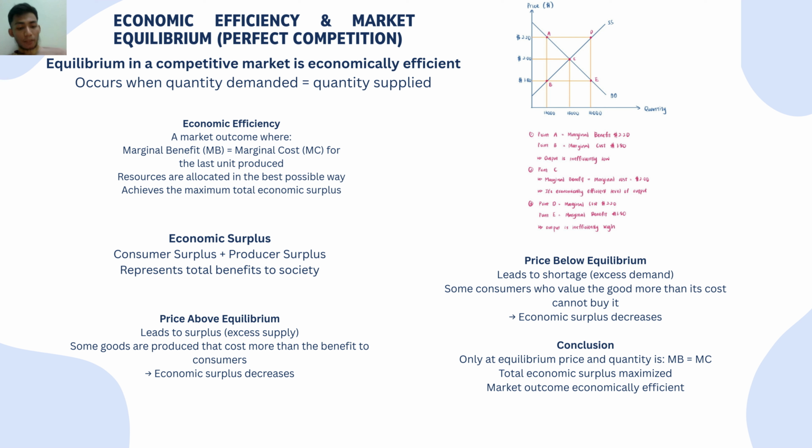Economic surplus is the sum of consumer surplus and producer surplus, and it represents the total benefit to society. At the equilibrium price and quantity, total economic surplus is maximized. Now consider what happens when price is above equilibrium. When price is set above equilibrium, it leads to a surplus or excess supply. Some goods are produced even though their cost is higher than the benefit to consumers, causing economic surplus to decrease.